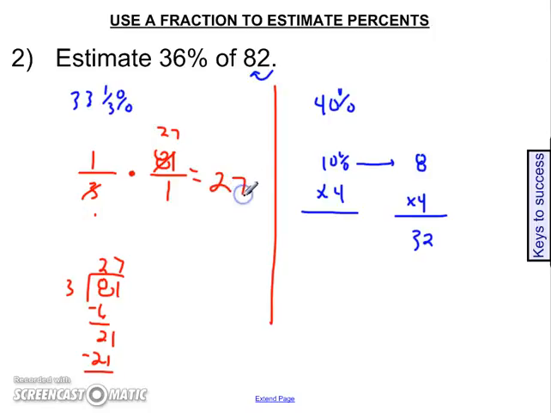Okay, so here's the thing, I know my answer is going to be somewhere between 27 and 32. The reason it's low here is because we went below 36% there. The reason that it's above over here, it's bigger, is because we went over 36 there. So technically my answer is probably somewhere in the middle of these two.